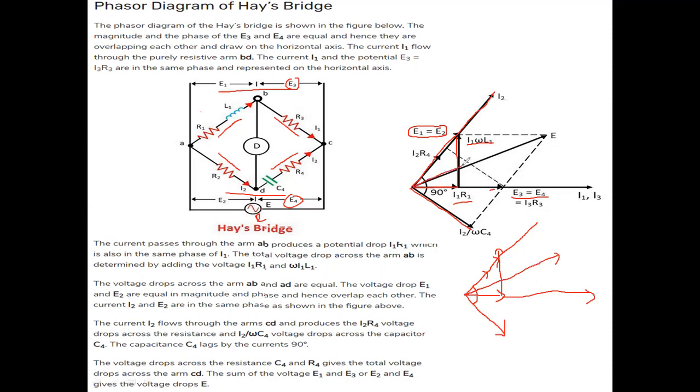The supply EMF is the total EMF, which is in phase with I1 and I2, and is represented here in between I1 and I2. So this is about the phasor diagram of the Hay's bridge. If anybody has any queries, just let me know in the chat box.